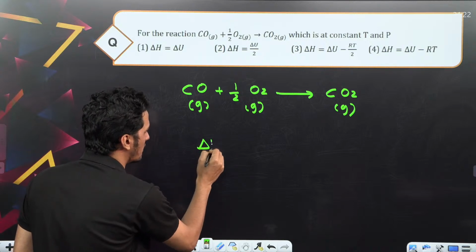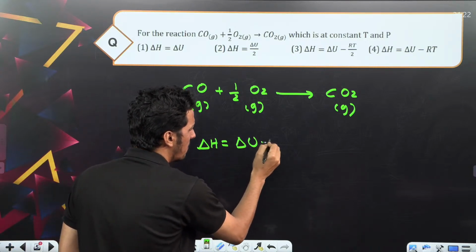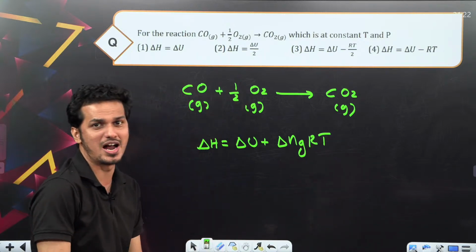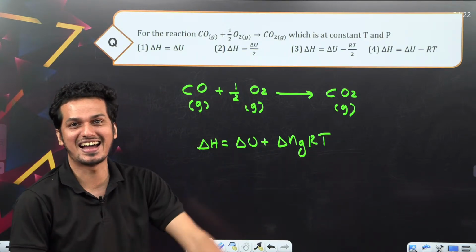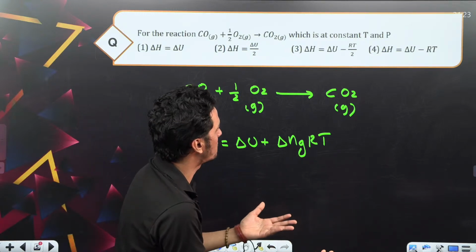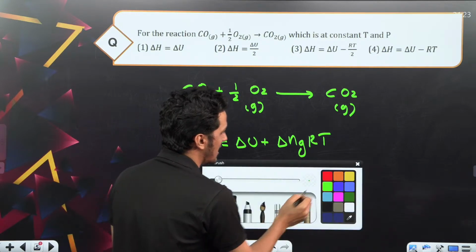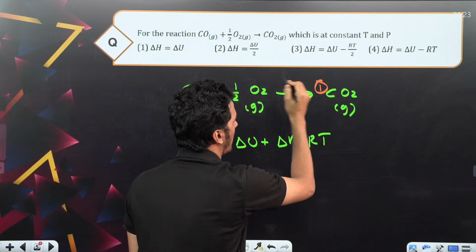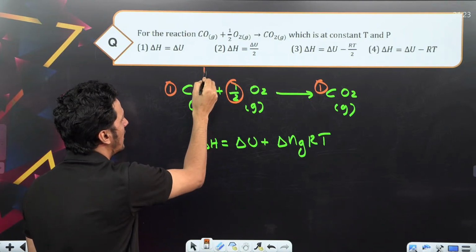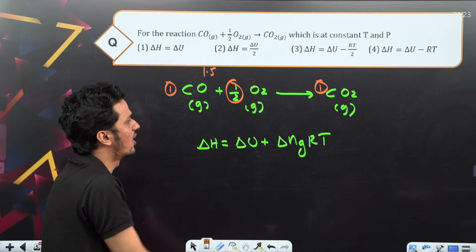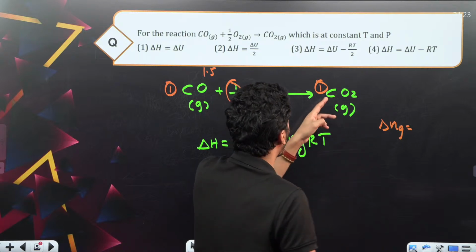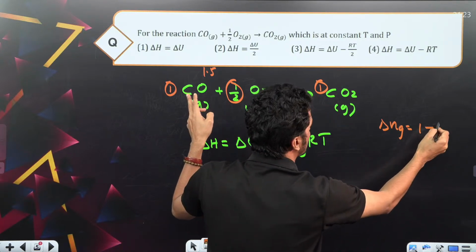Delta H equals delta U plus delta n g RT. So what's the delta n g? It is the number of moles of gaseous products minus gaseous reactants. How many gaseous products are here, guys? Here one gaseous product. How many gaseous reactants? Here one, here half, so a total of 1.5. So what's the delta n g? The number of moles of gaseous product is 1. The number of moles of gaseous reactant is 1.5.